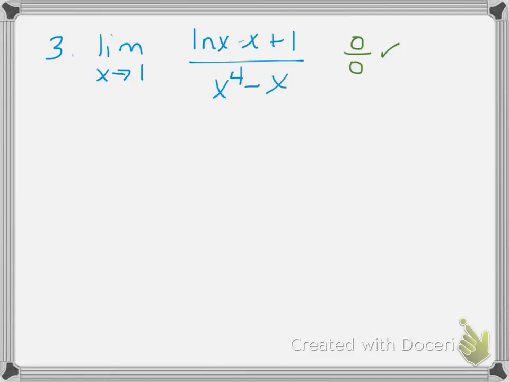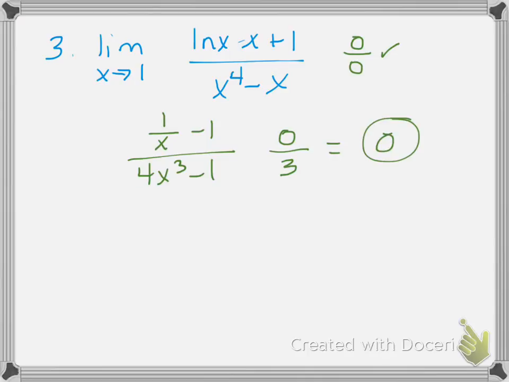The derivative of ln of x is 1 over x. The derivative of x is negative 1. Derivative of the bottom is 4x to the third minus 1. Plug in your 1s. You still have a 0 on the top, but that is okay. So the answer is 0.